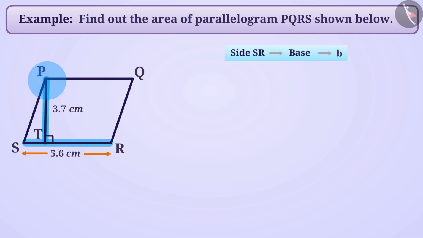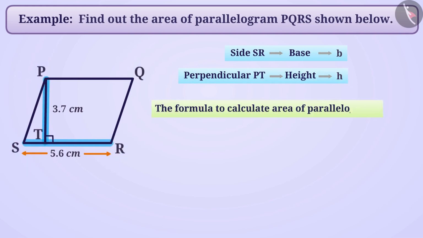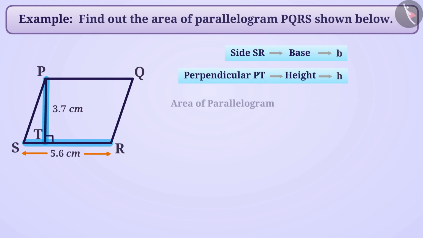The perpendicular drawn on the base from the opposite vertex is called the height of the parallelogram. Therefore, perpendicular PT is the height of parallelogram PQRS. Can you tell me the formula to calculate area of parallelogram? Think. Absolutely correct. Area of parallelogram is equal to base multiplied by height is equal to B multiplied by H.